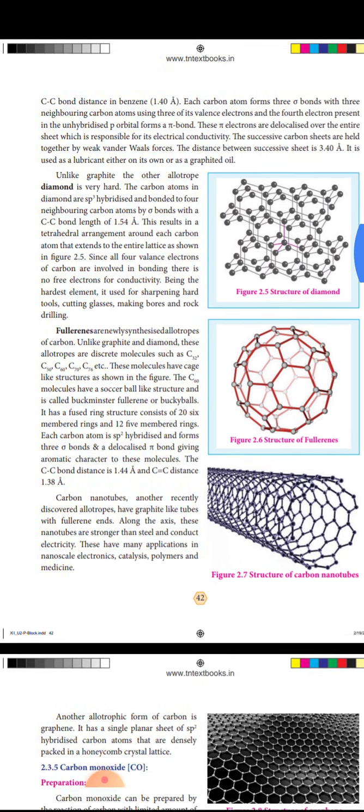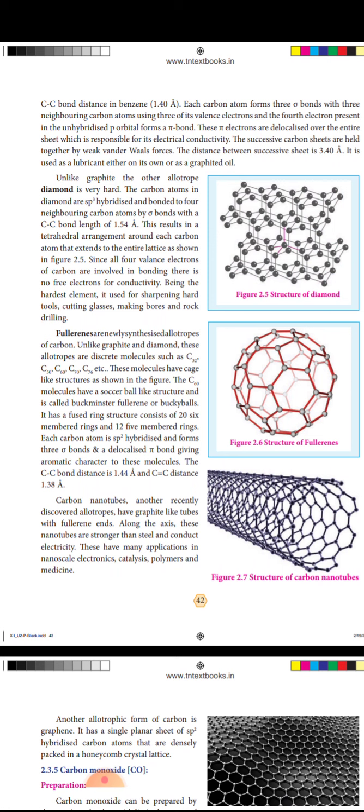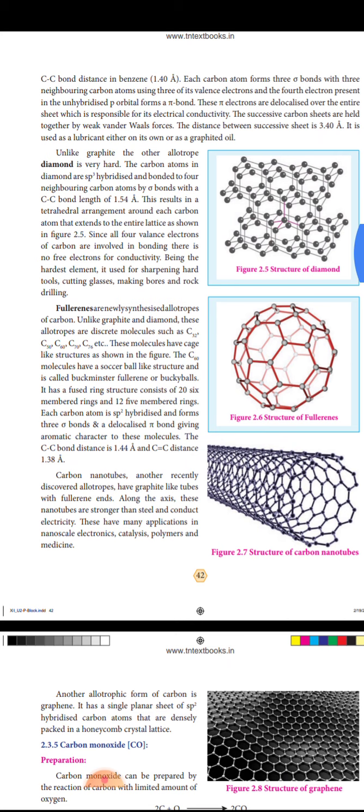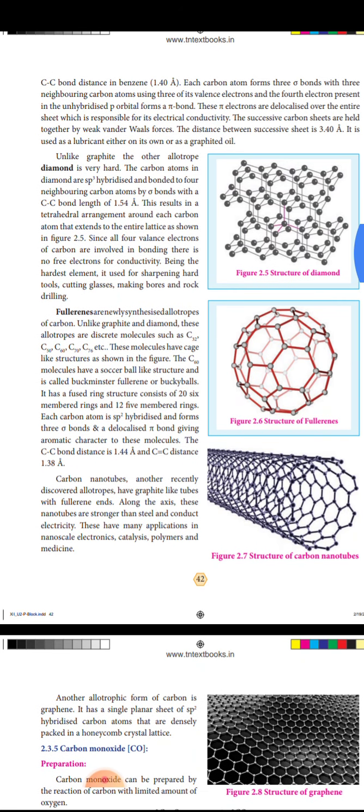The fifth allotropic form, that is graphene. The other allotropic form of carbon is graphene. It has a single planar sheet of sp2 hybridized carbon atoms that are densely packed in a honeycomb crystal lattice. Figure 2.8 shows the structure of graphene.